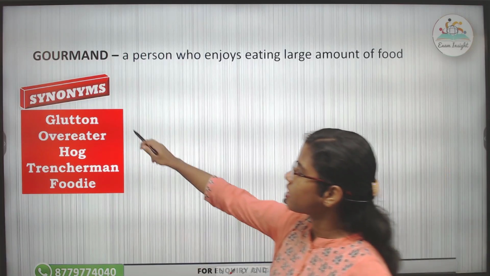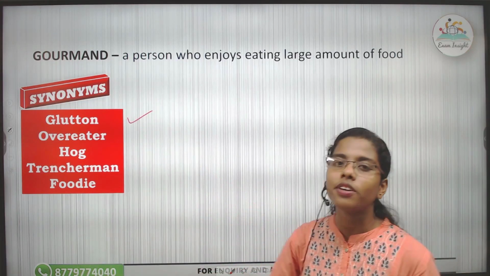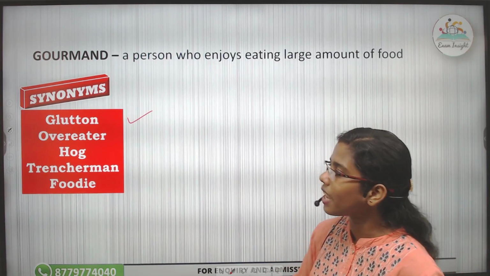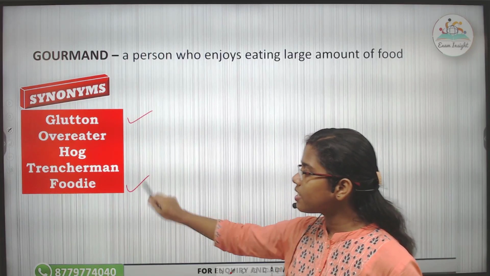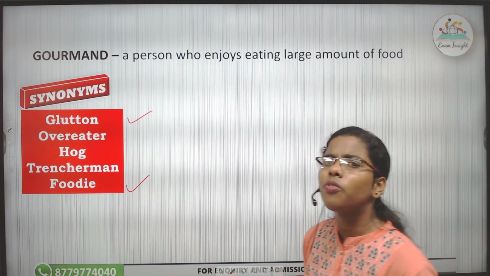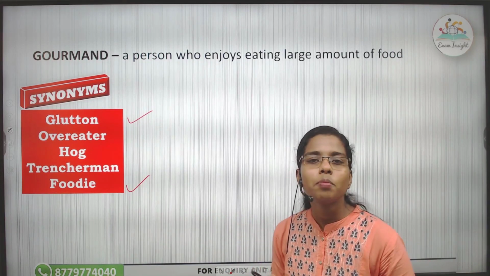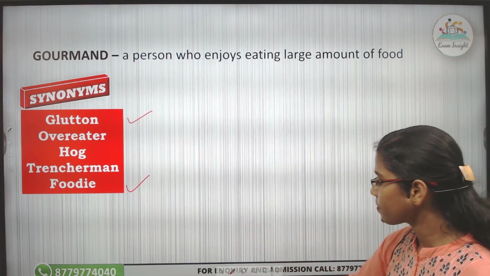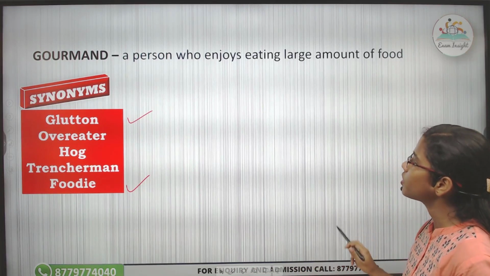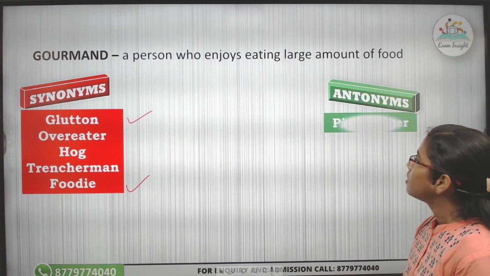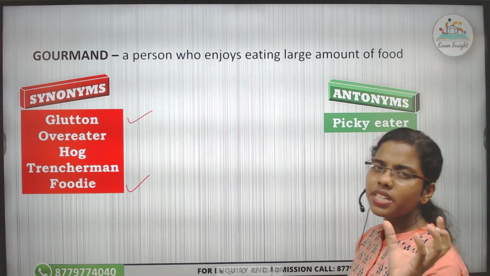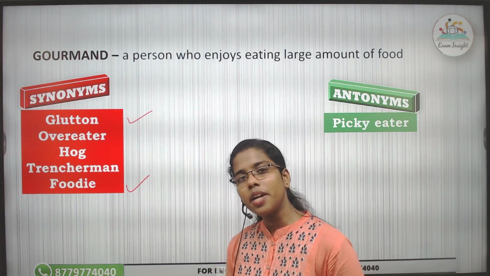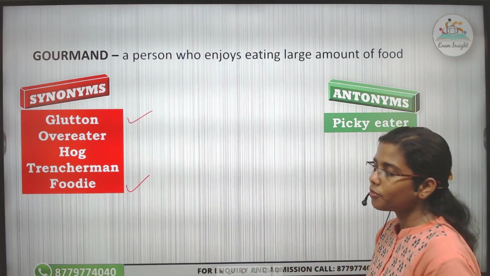Here also glutton is an examiner's favorite word. Glutton means a person who tries to eat a lot, who likes to eat a lot. Foodie is an informal word. Many people flex themselves like I am a foodie, but foodie actually means a person who likes to eat a lot. Let's see the antonyms for it. That is a picky eater. Picky eater means one who likes to pick and eat in a small amount. So that person would be an antonym for it.